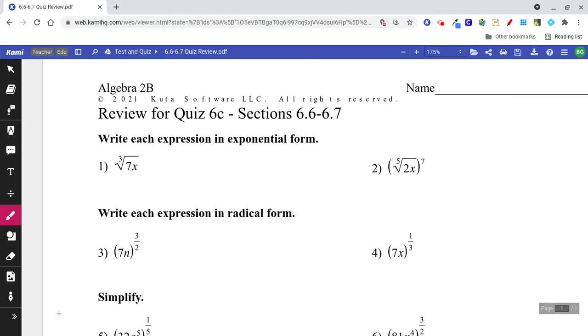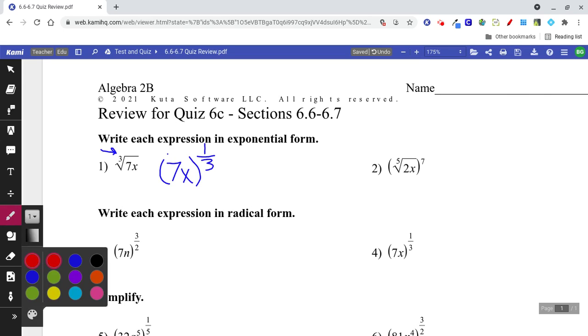Let's review for quiz 6c. Number 1 says write each expression in exponential form. Exponential, we want exponents. So remember that this number right here, the 3, is a root index. That's going to be the denominator of our rational exponent. So you've got 7x to the 1/3 power. And that's it.